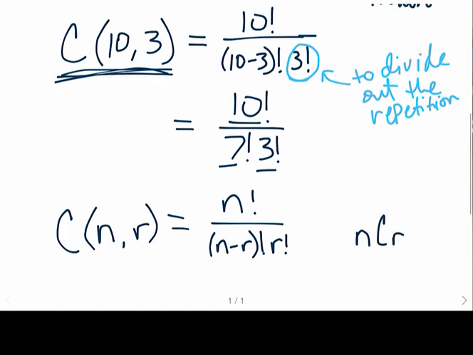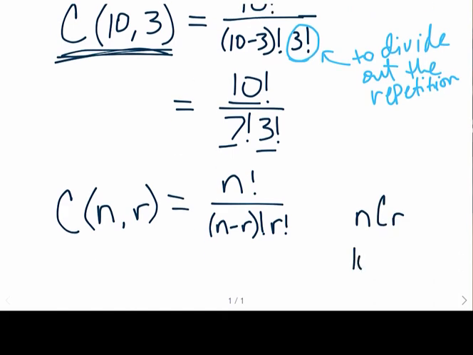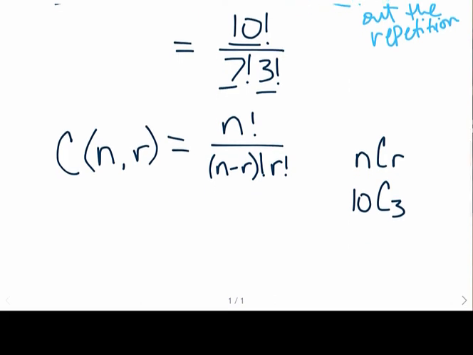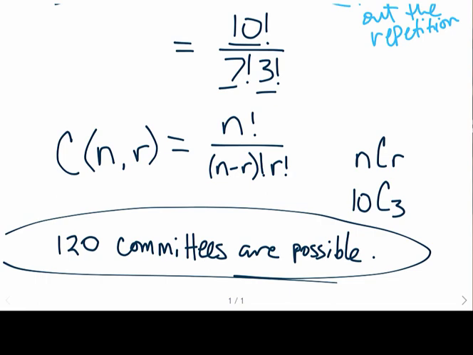And in this case, we would have done 10C3. Some people would refer to this as 10 choose 3. I don't know why they say choose, whatever. Anyway, the answer here is 120 committees are possible. Okay, let's look at the next example here.